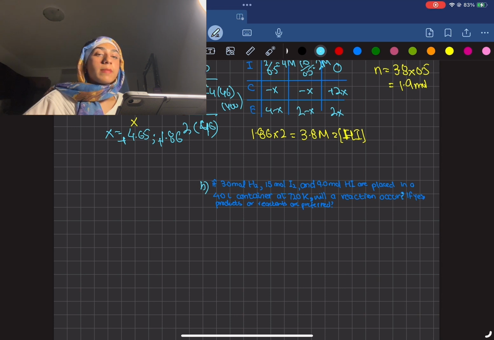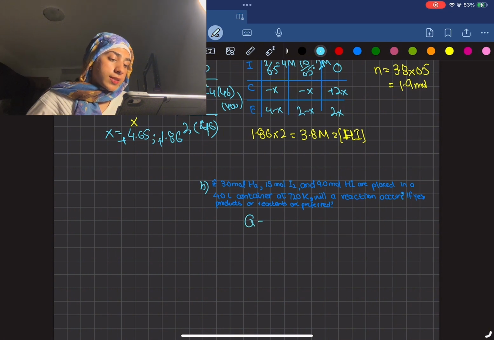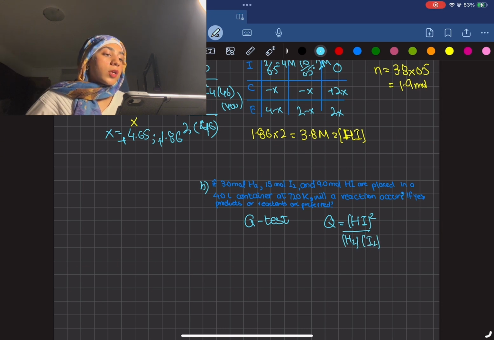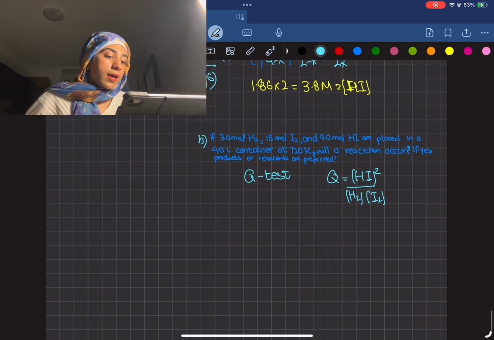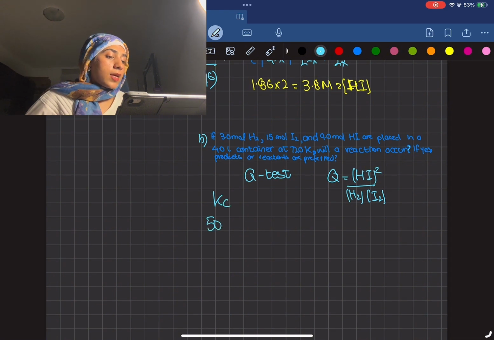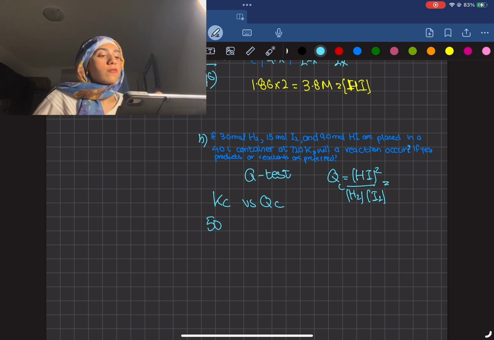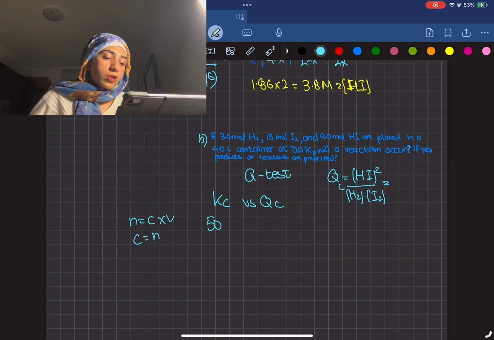Because it asks whether my products are being formed or my reactants are being preferred, that means they want us to perform the Q test. So we'll write down the equation for that, which would be similar to the one we wrote above: H2, I2. Now we had our Kc value as 50. I need to find the Qc value from here. So I'll plug in my values, but notice I don't have concentrations over here. I have moles and volume. So I have my formula, number of moles equals concentration times volume.